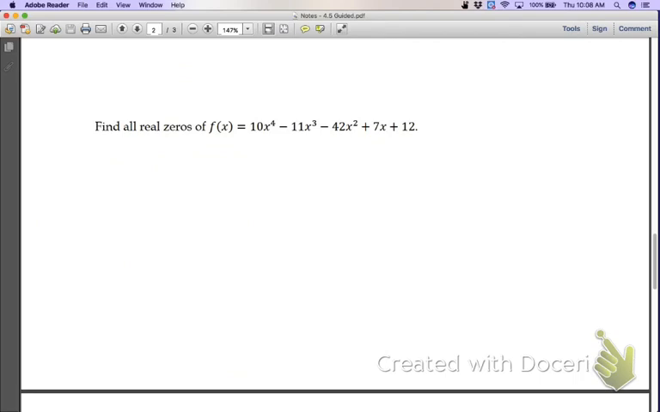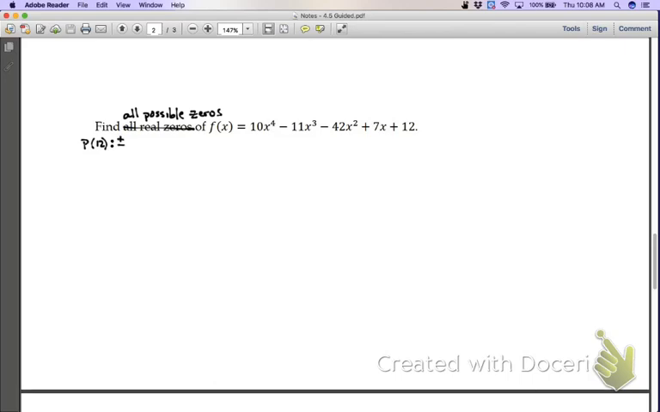Now, same thing. I'm not going to find all the real zeros. I'm just going to find all possible zeros from f of x equal to 10x to the 4th minus 11x to the 3rd minus 42x squared plus 7x plus 12. P is 12, right? What are all of my factors of 12?